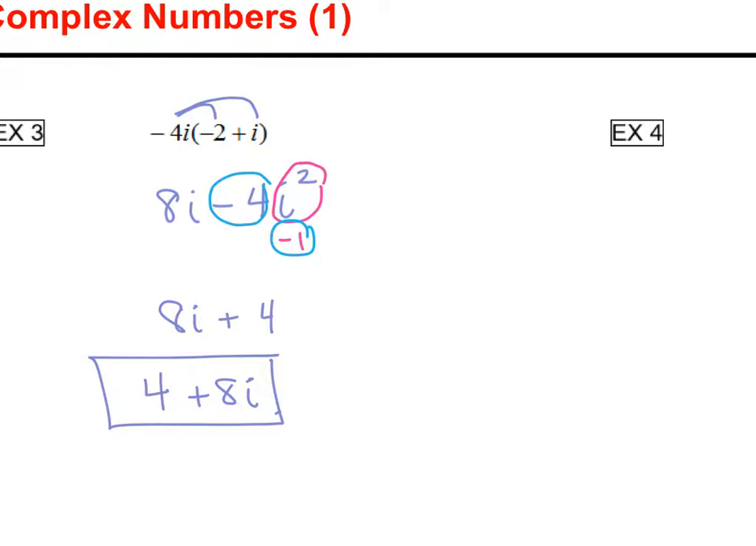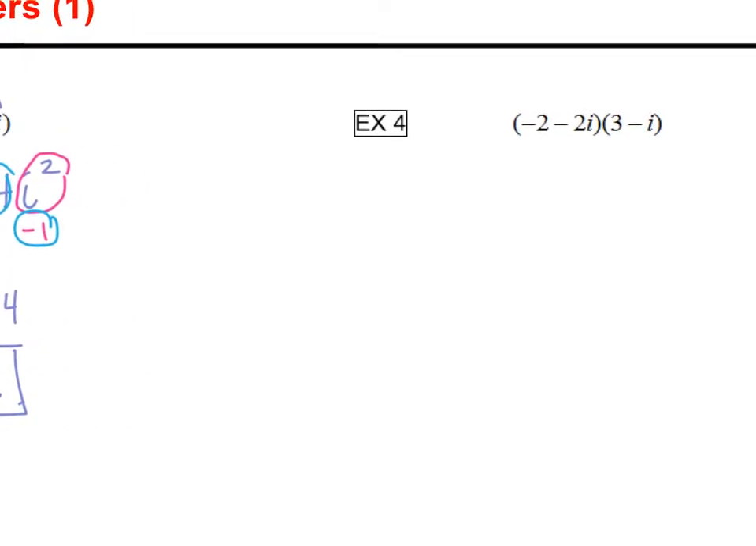So when you are multiplying with i's, that i squared is going to show up a lot. So we'll just remember we don't leave i squared in our answer. We know the value of that's negative 1, so we go ahead and substitute that in.